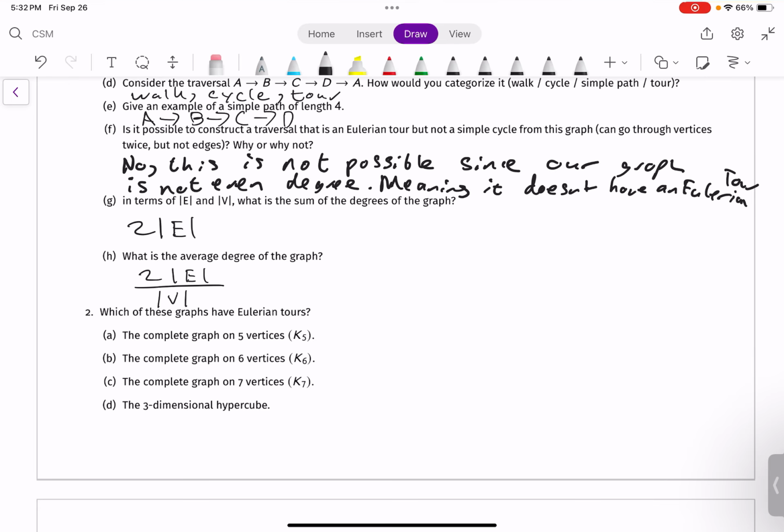So one way you can interpret the average degree of the graph is it's the average degree of any vertex in the graph.